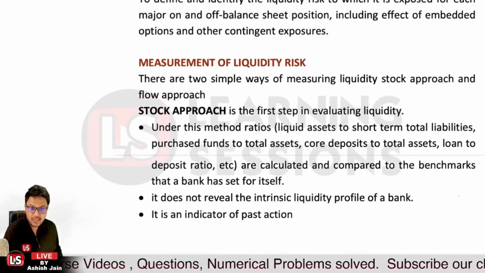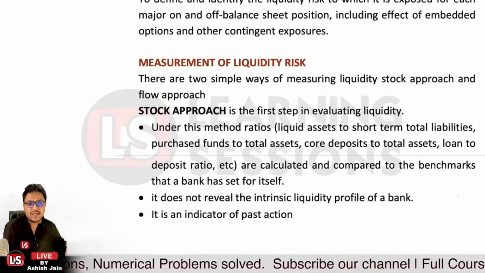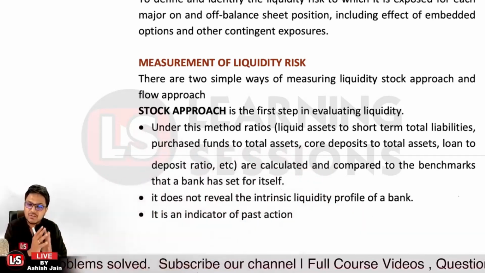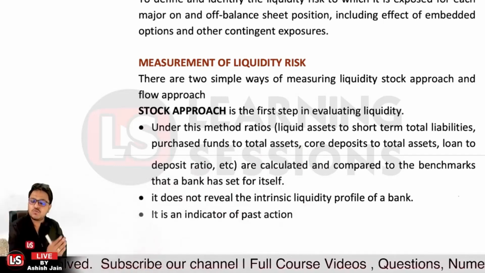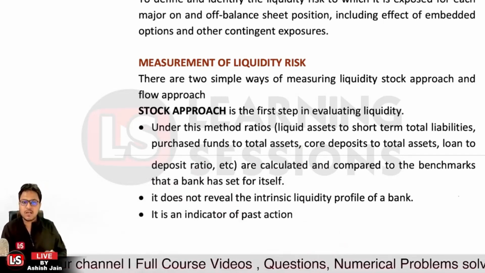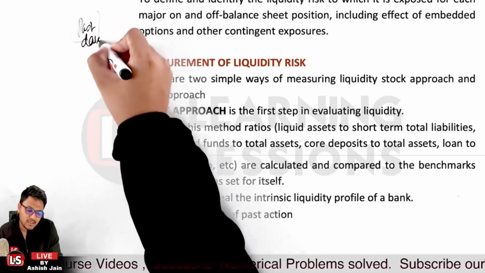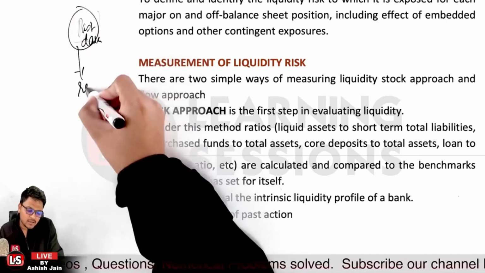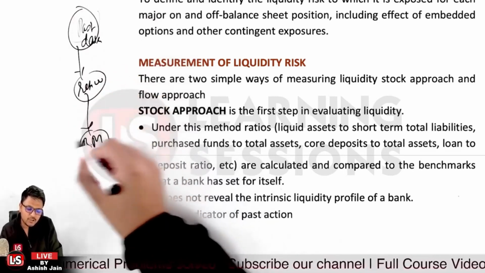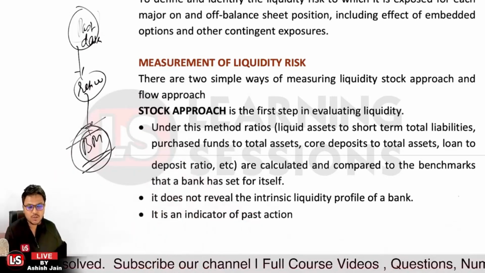In this particular case, there is no requirement related to the intrinsic liquidity risk profile of the bank, because we are just going to compare the ratios with the benchmark ratios. So it's actually an indicator of past action, because the ratios depend on past data. Depending on the data, you calculate the ratios, and you compare those ratios with the benchmarks, and you say whether you have sufficient liquidity or not. Okay, so that's related to the stock approach.